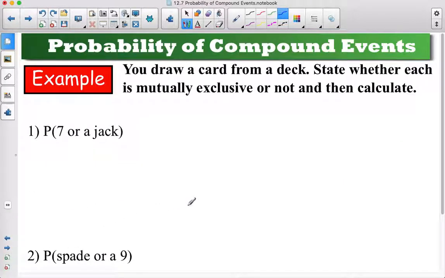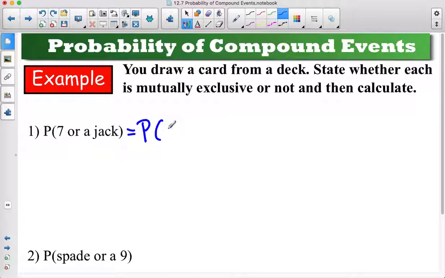Examples. Let's say I draw a single card from a deck, and I state whether each is mutually exclusive or not, and then I'm going to calculate. So let's say I draw a single card from the deck. What's the probability of getting a 7 or getting a jack? Well, I need to ask myself, is there any way to get a 7 and a jack if I'm drawing just a single card? No. These two events are mutually exclusive. There's no overlap. There's no such thing as the 7 of jacks.